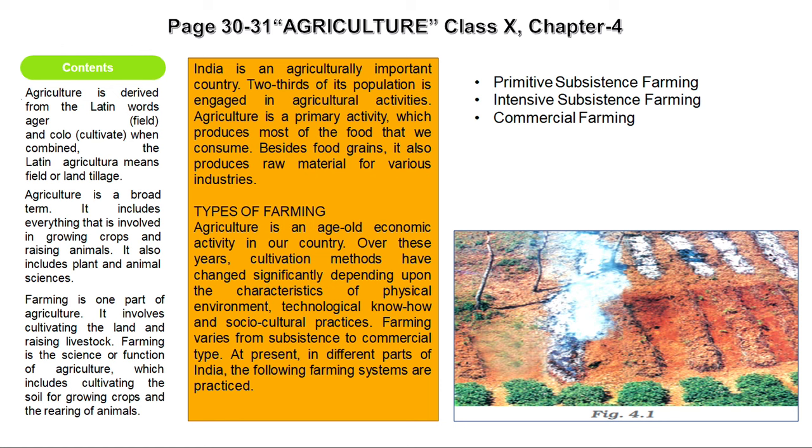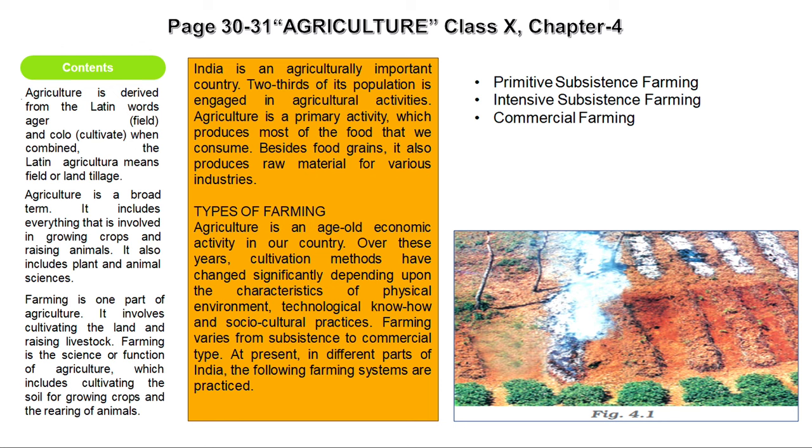Farming varies from the subsistence to the commercial type. At present, in different parts of India, the following farming systems are practiced. So number one is primitive subsistence farming. As the name indicates, primitive means it's old. Subsistence means हमें अपना काम चलाने के लिए, अपना पेट भरने के लिए. Primitive subsistence farming. So the question comes here, where could it be?